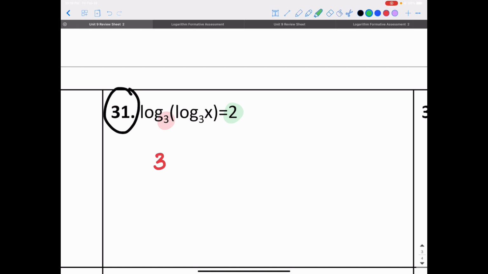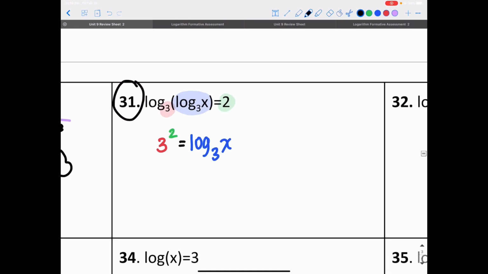It's always the number by itself on the other side. So 3 to the second power gives me the answer, and that's everything inside of the parentheses, not just the x, but the whole thing inside of the first logarithm on the outside. And that is log base 3 of x. From here, I'm going to evaluate what I have. 3 squared is 9. I have 9 is equal to log base 3 of x.